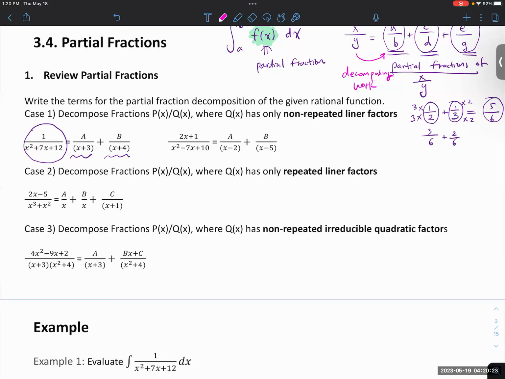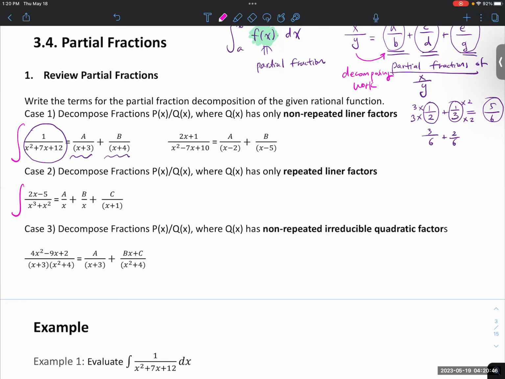So here is the idea. I want to take the integral of this complicated function, 1 over x squared plus 7x plus 12. Whoa, that's a little complicated function. Or you want to take the integral of 2x minus 5 over x cubed plus x squared. We don't know how to take the integral of that complicated function.